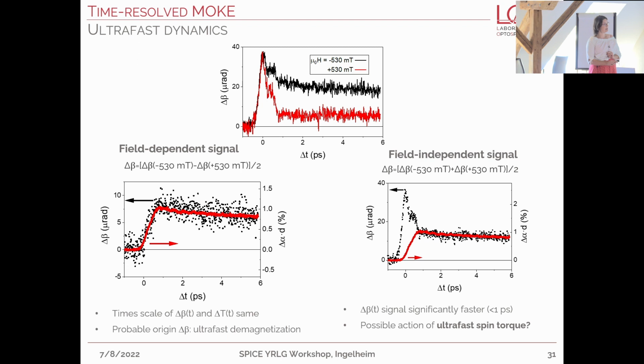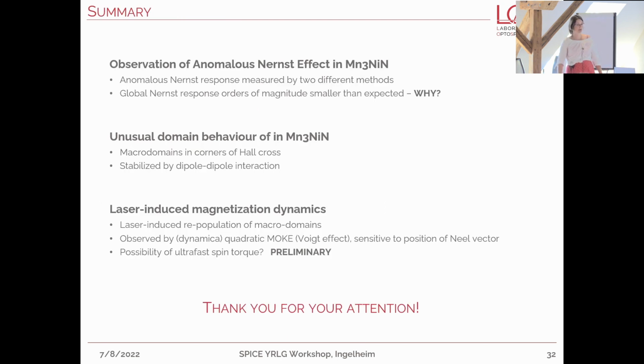And this is some hint that maybe the physics is not so simple, that it's not just demagnetization, as in the case of manganese-3 tin, but maybe we have some kind of ultrafast spin torque going on here. So this is now what we are strongly focusing on.